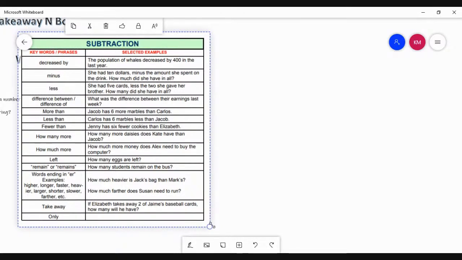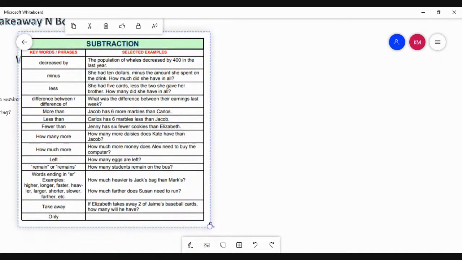So of course you would take the 1,200, subtract it from the 400, which will leave you with 800 whales in total. Fair enough? So then minus. She had $10 minus the amount she spent on the drink. How much did she have in all?